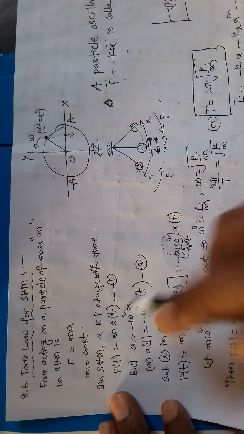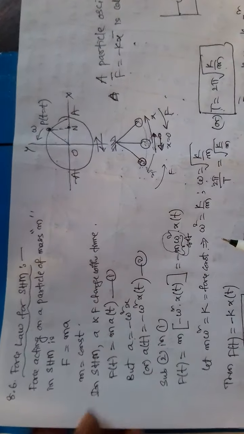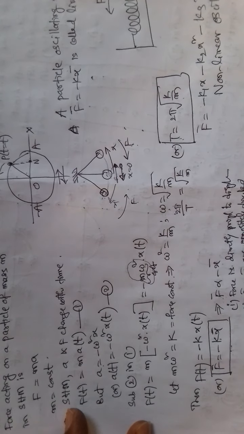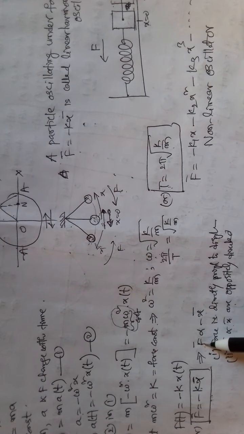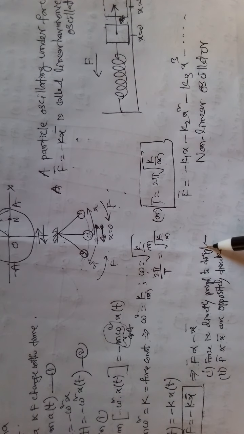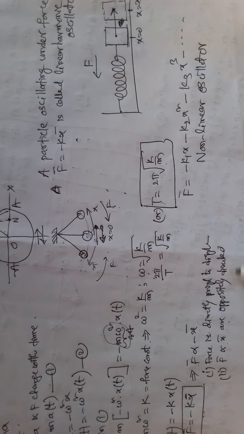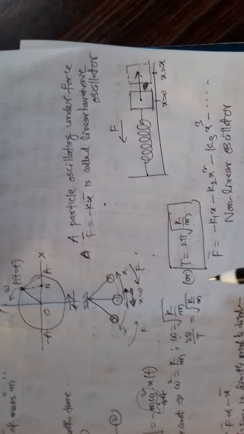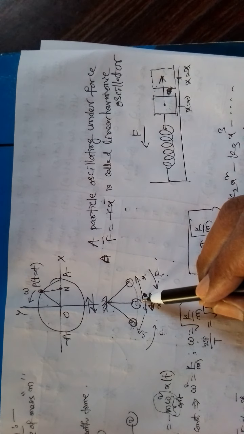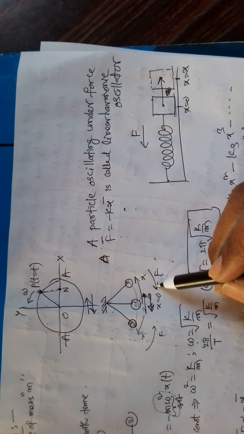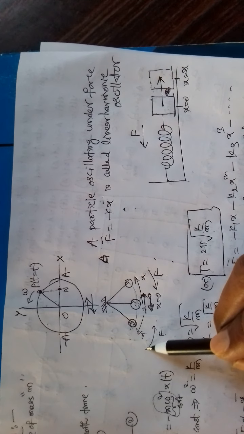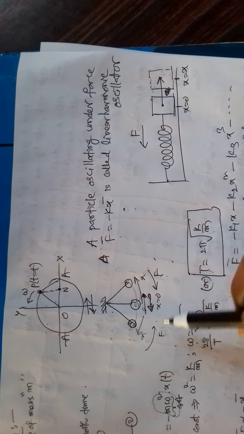So we have derived the force law for simple harmonic motion, and that is F is equal to minus kx. It means F is directly proportional to minus x. It means force is directly proportional to displacement and they are oppositely directed. And we have considered the simple pendulum example. Here when displacement was to the right hand side, force was to the left hand side. When the displacement was to the left hand side, force was to the right hand side, in opposite direction to the displacement.